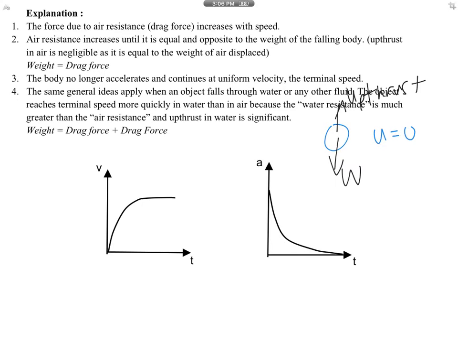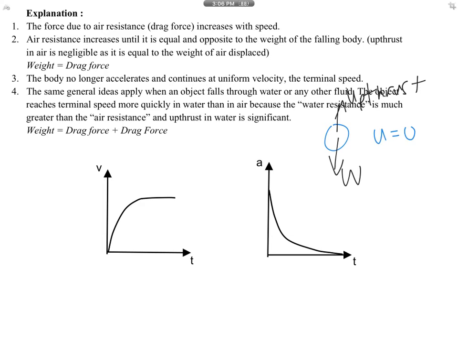But upthrust is due to the difference in pressure of the fluid, which exists whether or not you're moving. For example, when you're in a swimming pool, just standing or just lying on your back, you can still float, because there's upthrust. You don't have to move, you still have upthrust. So upthrust is there, but upthrust in air is negligible.